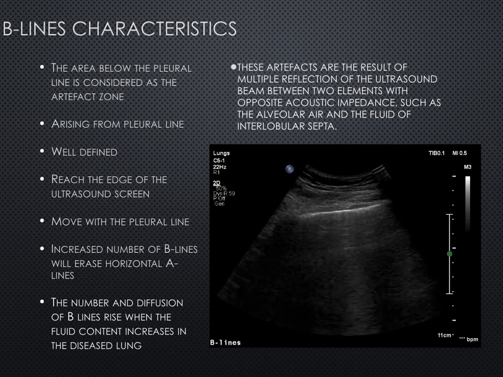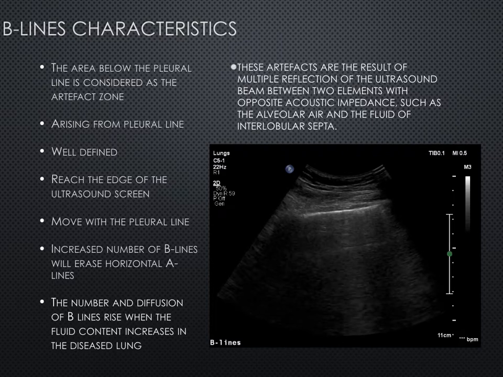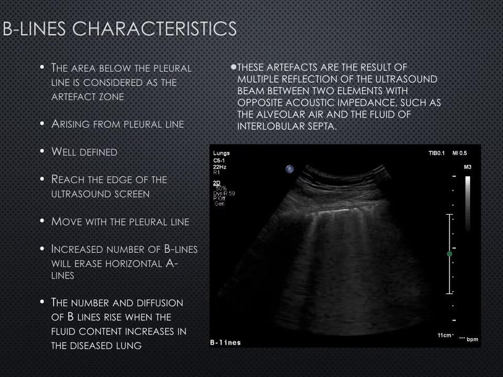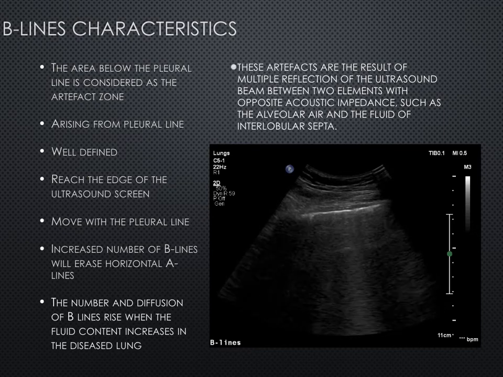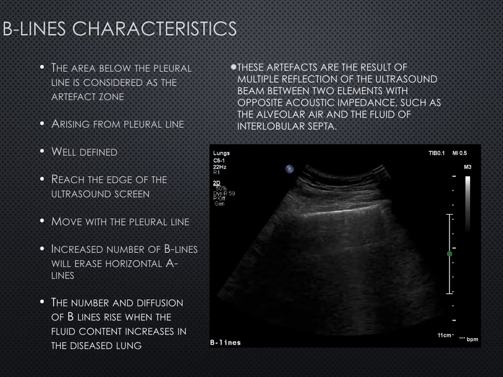The most important characteristic that you need to identify with a B line is that not only is it originating from the pleural line, but it's being visualized at the edge of the ultrasound field as well. It needs to come all the way through that ultrasound image. They need to be well defined to be truly identified as a B line and not just a general artifact pattern. You'll see with respiration, the B lines move with the pleural line movements because they're being generated from the pleural line.